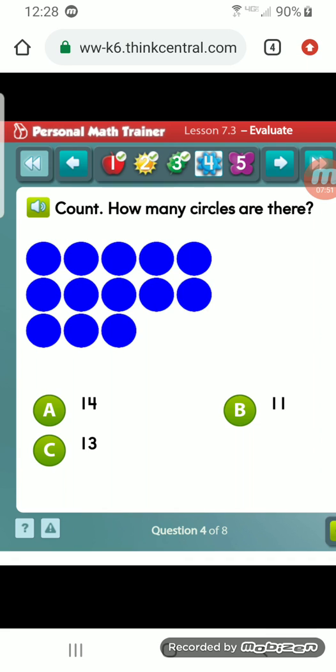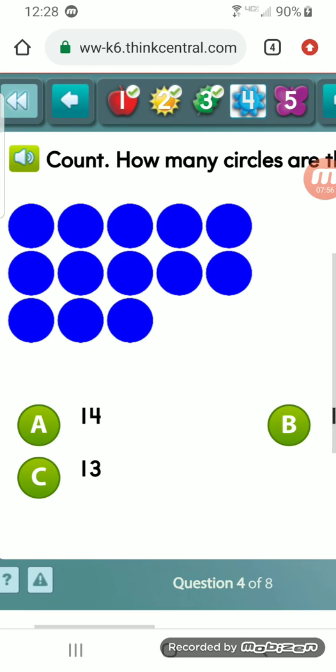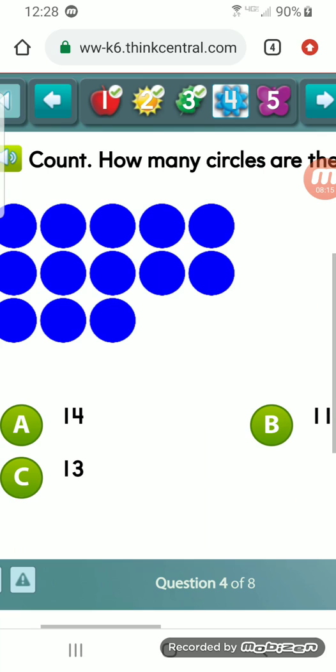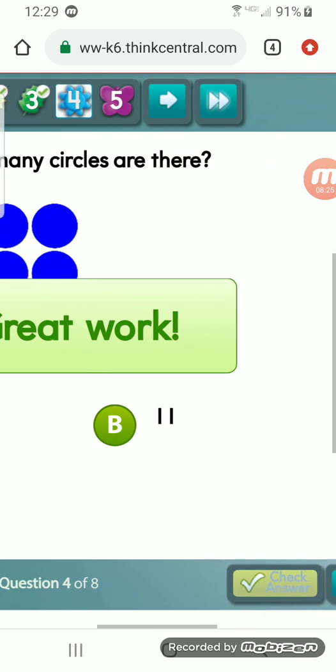Count. How many circles are there? So go ahead and touch those blue circles and count them. Did you count 13 circles? Here are my choices. I see A is 14, B is 11, and C is 13. So I'm going to pick C. Let's check. Great work! Yay!